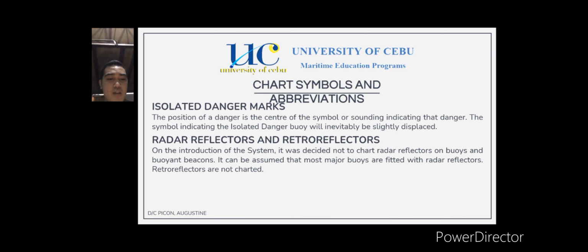Isolated danger marks. The position of the danger is the center of the symbol or sounding indicating that danger. The symbol indicating the isolated danger buoy will inevitably be slightly displaced. Radar reflectors and retroreflectors. On the introduction of the system, it was decided not to chart radar reflectors on buoys and buoyant beacons. It can be assumed that most major buoys are fitted with radar reflectors. Retroreflectors are not charted.